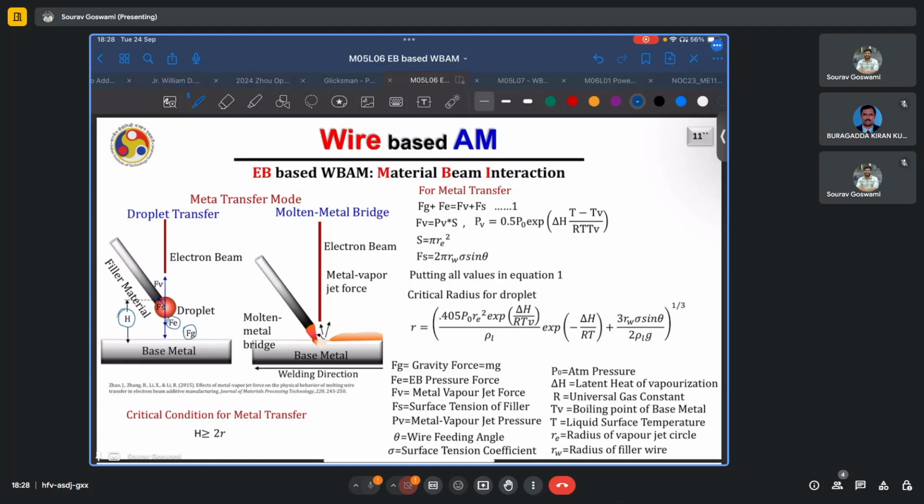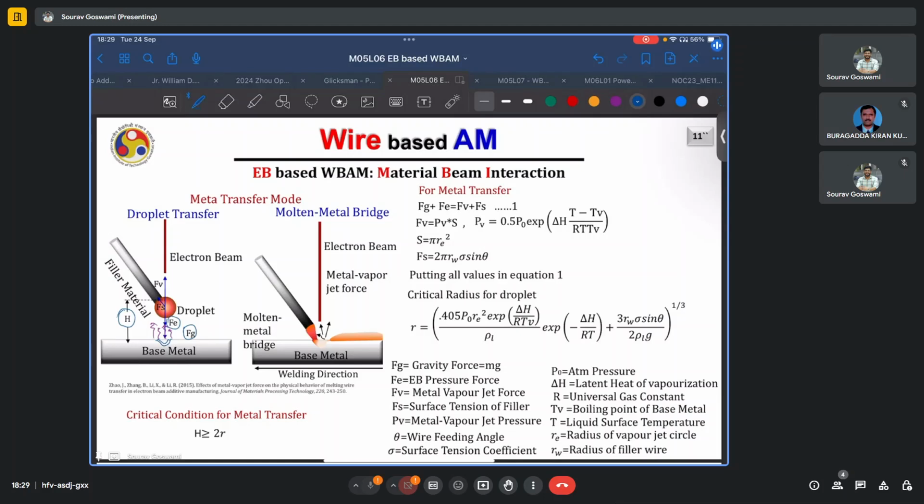Then you have the metal vapor jet force. That is because of melting and evaporation in this region, the fumes will rise up, metal fumes, and these metal fumes will also interact with the droplet, trying to force it upwards. Then you have the surface tension on the droplet surface, which tries to pull it up along the filler material, which will also have a component in the vertical direction.